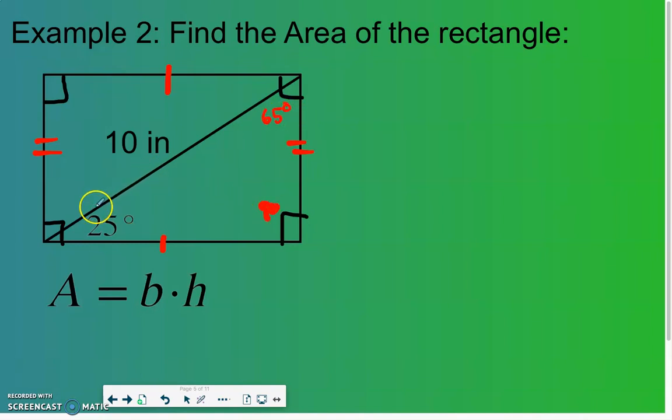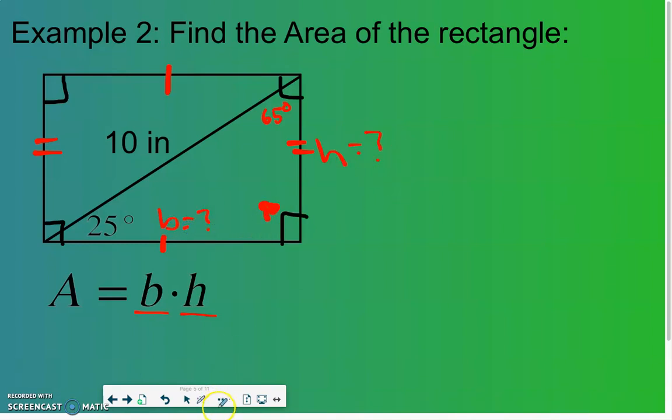The other thing that we know about rectangles is that the diagonals are going to be equal. So if I cut from corner to corner and corner to corner, we know those are going to be the same. Looking at the formula, because it's the area of a rectangle, we again need to have the base and we need to have the height. Currently, both of them are missing.